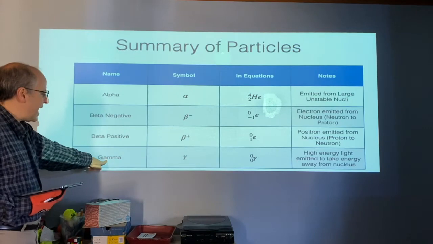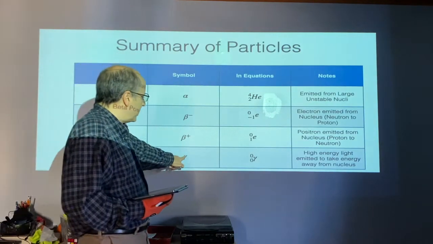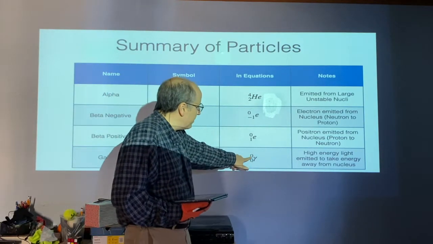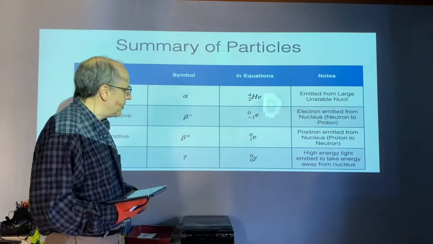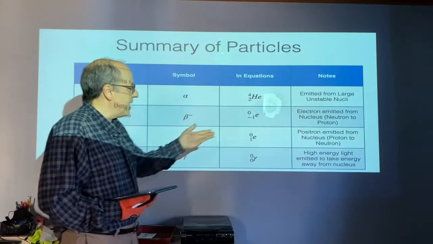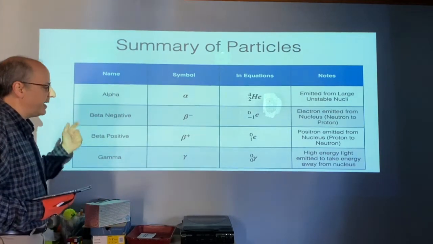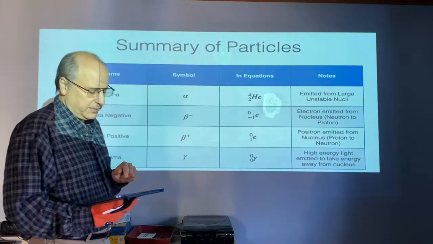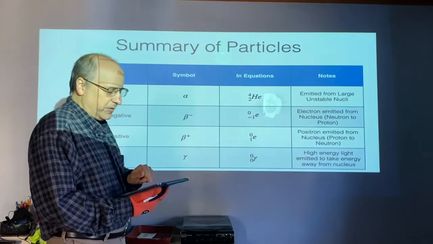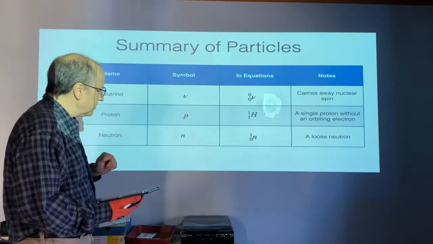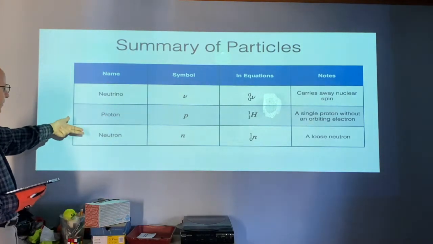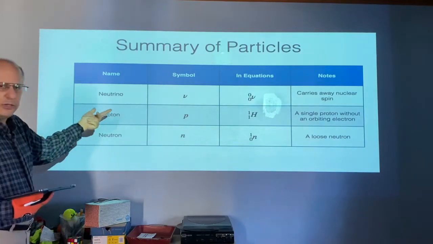Finally, we have our gamma. Our gamma, which is just light, so it's going to be 0, 0 gamma. And it is high energy light emitted to take energy away from a nucleus. All right, so pause if you didn't get this all done. Then we've got 3 more particles that we've barely used.